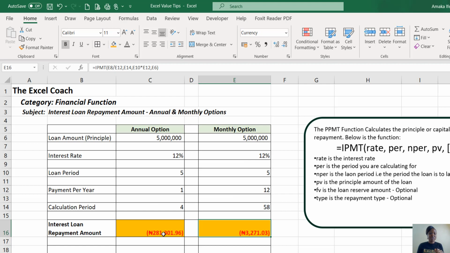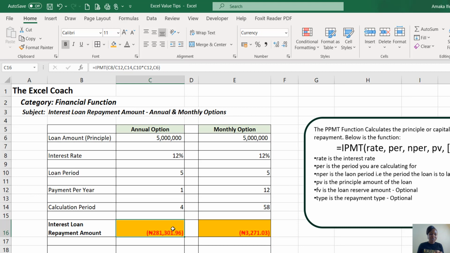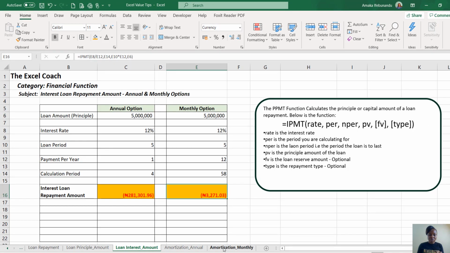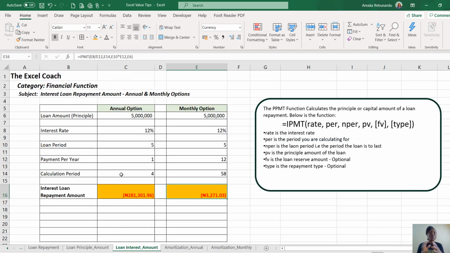So we'll check the annual interest for the fourth year in the annual amortization table. You see 281,301.96. The interest for the monthly option is 3,271. So we'll go to the monthly option, 58 is 3,271. Good. So that's how you go about calculating the interest element and the capital element of a loan amount.